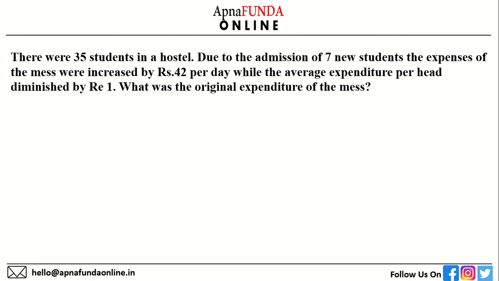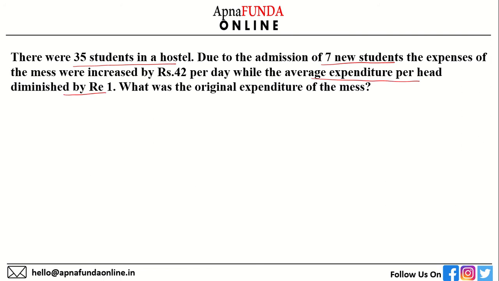Interesting question. Let's solve it step by step. What we know is that there are 35 students in a hostel and there was a certain expenditure, correct? And with the admission of 7 new students, the expenses increased by 42 rupees per day, correct? However, the average expenditure per head diminished by rupees 1.